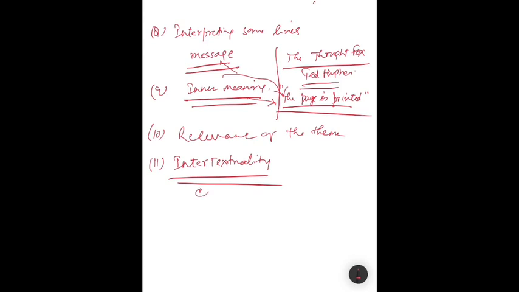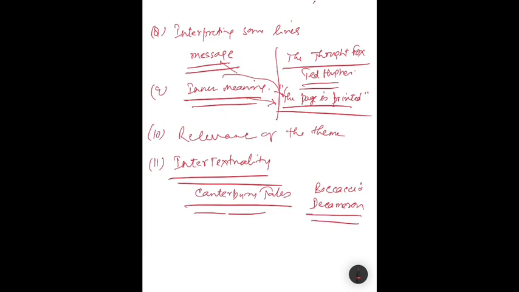For example, if you're going to analyze Canterbury Tales by Chaucer, then you will say that it has the echo of Boccaccio's Decameron, because the same pattern is there, narration of the story and all that. So you have to find out in the poem intertextuality, that does the poem have the echo of some other poems which were written in the past? You have to give the reference of those poems.